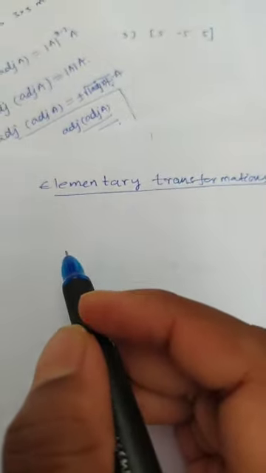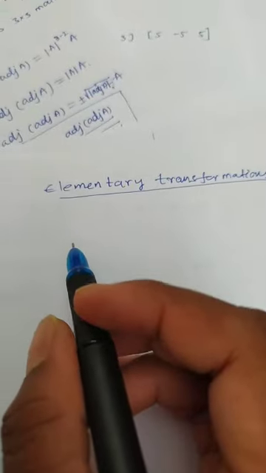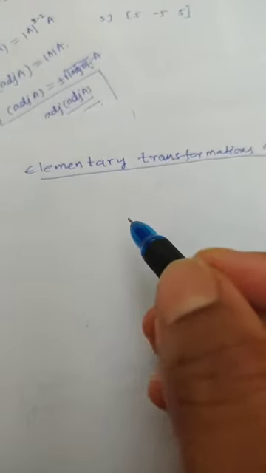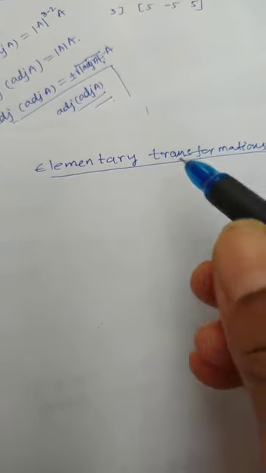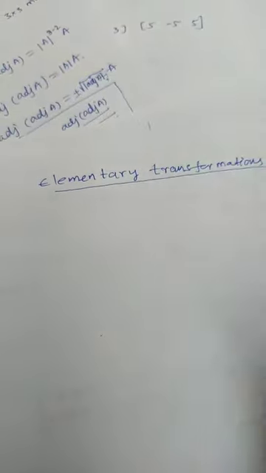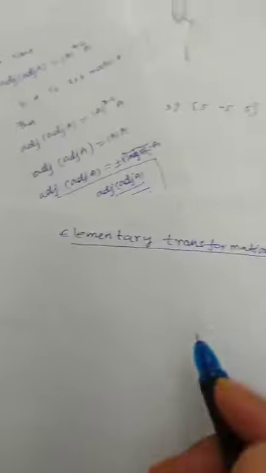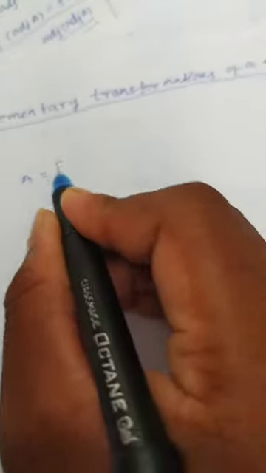Elementary transformation of a matrix means a matrix can be transformed to another form by using row operations or column operations. These operations are called elementary row operations and elementary column operations. Okay. Suppose, for example, I am taking a 2 by 2 matrix: 1, 2, 3, 4.